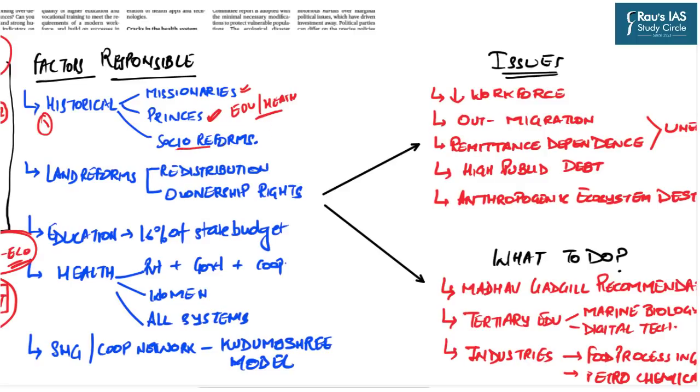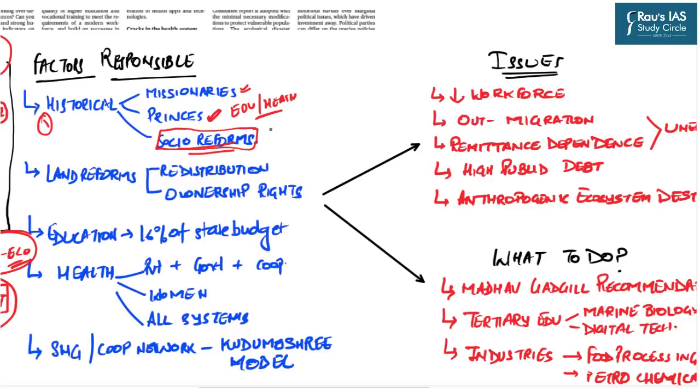And the third historical factor is the social reforms. We are all aware about the Bhakti movement in South India. So these social reforms were basically focusing towards removing all the social evils. For example, untouchability, caste-based discrimination, gender-based discrimination, etc.